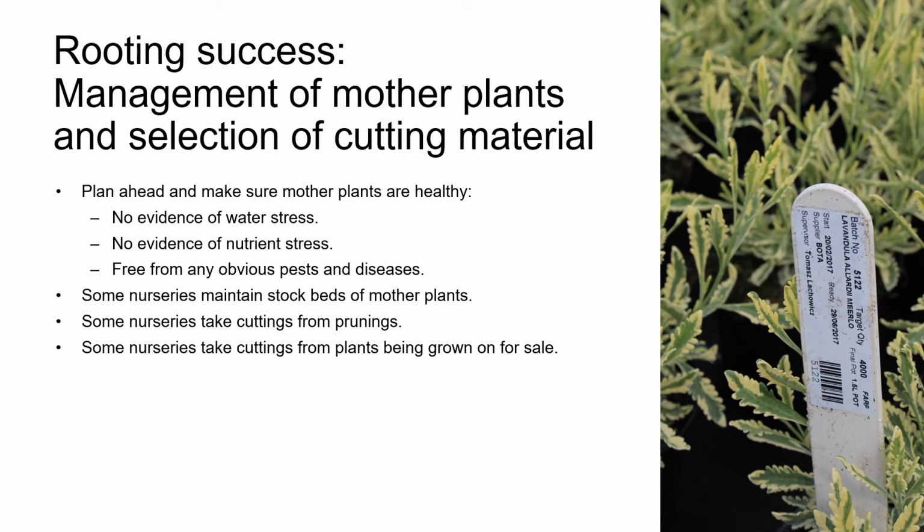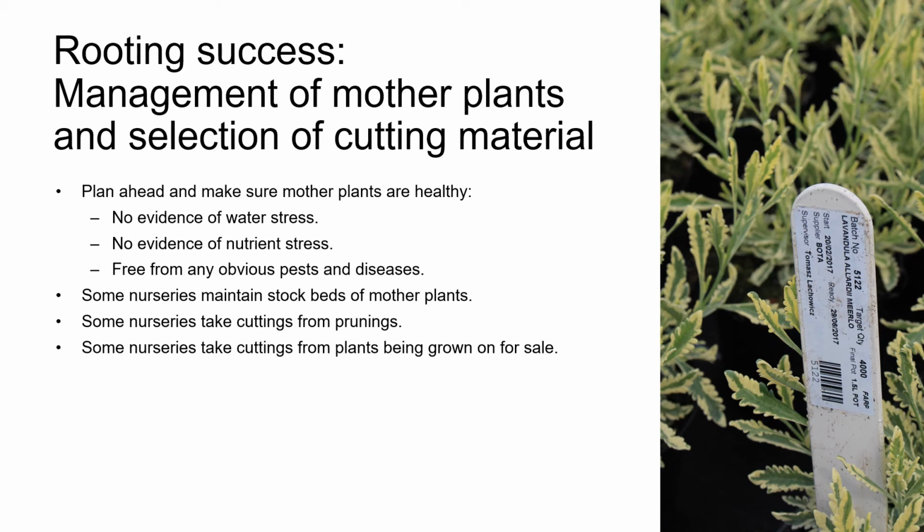No matter which plant part we're using as cuttings, and no matter what type of cutting technique we're using, optimizing our chances of success means planning ahead. Firstly, we should make sure the mother plants we're going to take our cuttings from are healthy and not stressed in any obvious way. This means no evidence of water or nutrient stress and no obvious pests or diseases.